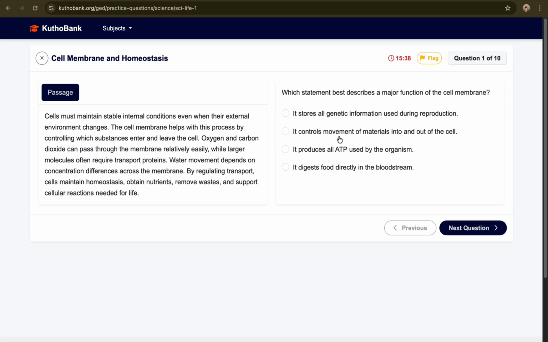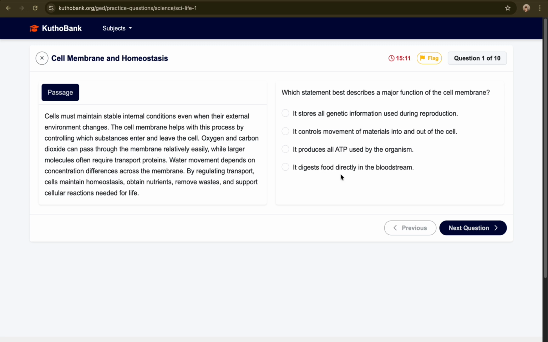To be 100% sure, quickly check the remaining choices as well. Choice C. It produces all ATP used by the organism. We see ATP, which must be the keyword in choice C. Let's scan for it quickly in the paragraph. We don't see any. ATP is not mentioned. So choice C is incorrect.